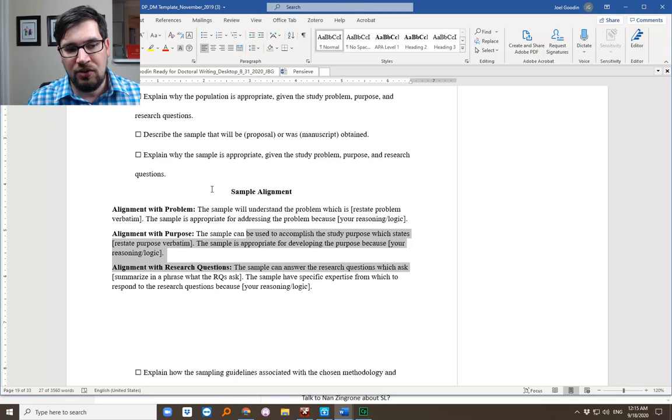Same with the research questions. What is it about the sample that you will recruit and obtain that will have the specific expertise from which to respond to the research questions, because they'll be able to answer the interview questions or the survey questions, or they'll be able to perform a task in a way that will help you obtain the data you need to answer the research questions.